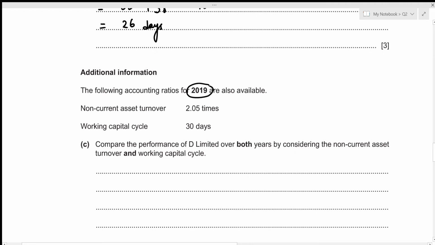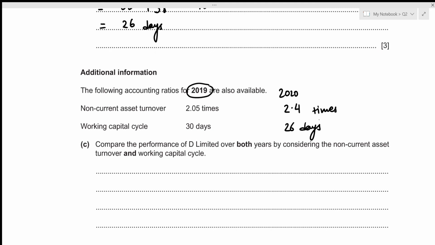We now need to compare the performance of D Limited over both years by considering the non-current asset turnover and working capital cycle. So this is for the year 2019. For the year 2020, we were given the non-current asset turnover to be 2.4 times. And we recently figured out the working capital cycle for 2020 to be 26 days. So now we just need to compare. If we compare the non-current asset turnover, we can clearly see that it is higher for the year 2020 as compared to 2019.